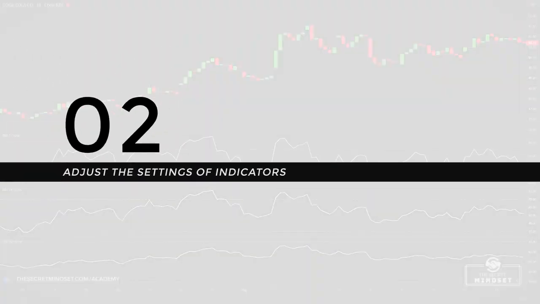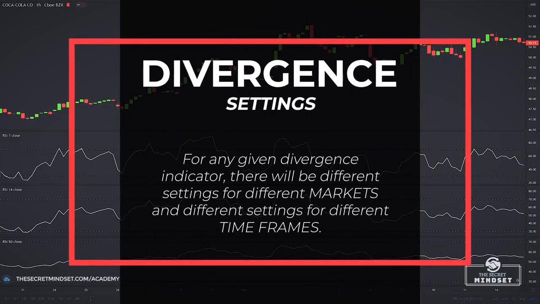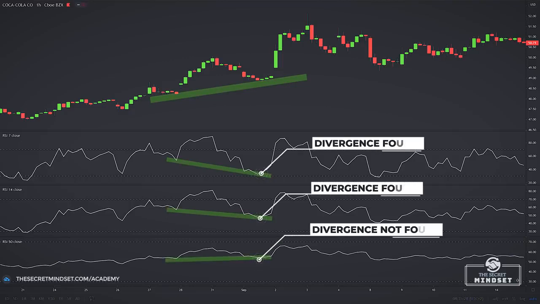Number 2. Adjust the settings of the indicators to identify divergences more easily. For any given divergence indicator, there will usually be different settings for different markets and different settings for different time frames. Let's say you prefer trading hidden divergences with the RSI. Here, the first two RSI settings were able to spot a hidden divergence, while the smoother RSI with a longer period was unable to find it.